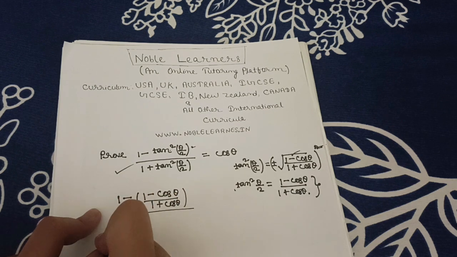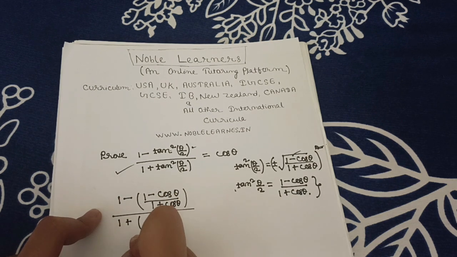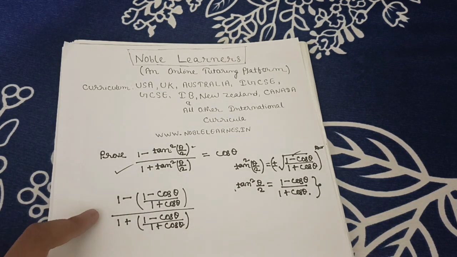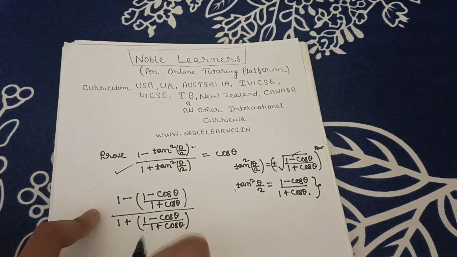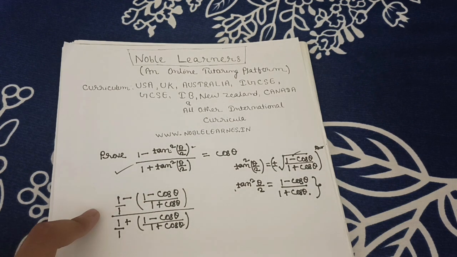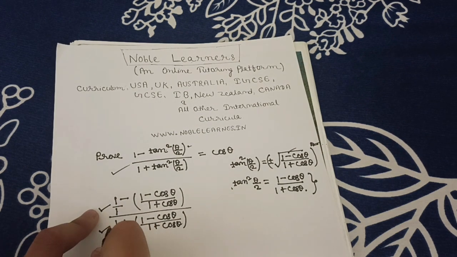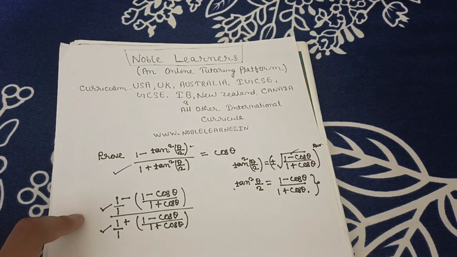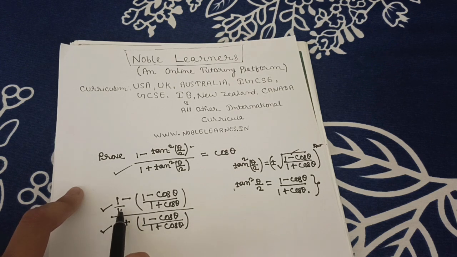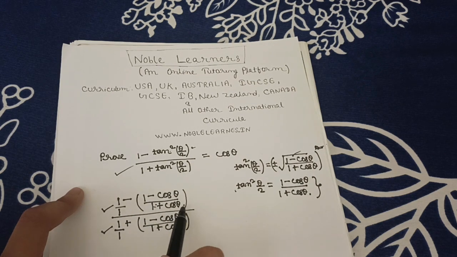In the same manner I'm going to write 1 plus, and then 1 minus cosine theta upon 1 plus cosine theta. Now the next thing you have to understand is you have to make the common denominator. So the common denominator would be 1 plus cosine theta. I have to multiply by 1 plus cosine theta in both numerator and denominator, over here also and at this part as well. You have to know this. I'm multiplying with 1 plus cosine theta because the least common multiple for 1 and 1 plus cosine theta is going to be 1 plus cosine theta.